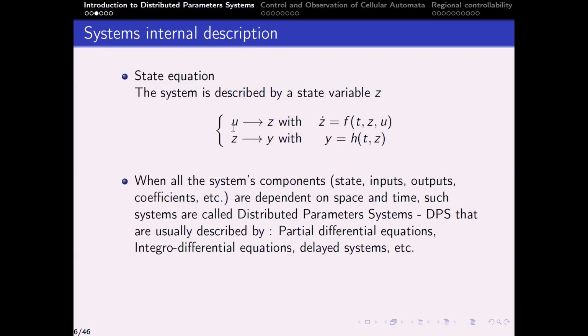When all the system's components, the state, inputs, outputs, and all the coefficients, are dependent on space and time, such systems are called distributed parameter systems, and in the past they were usually described by partial differential equations, integral differential equations, delayed equations, etc.